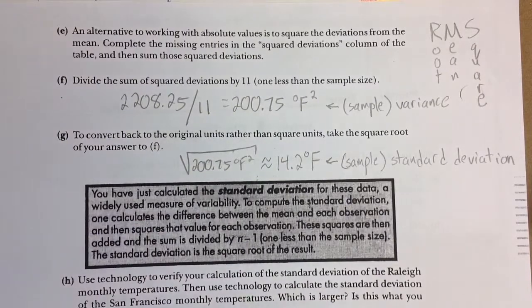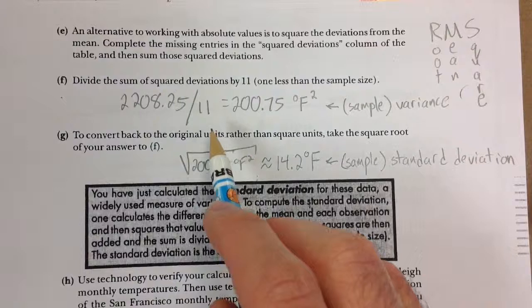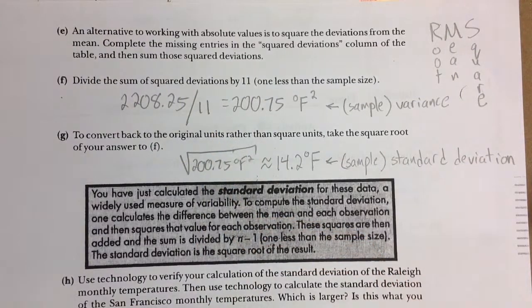Yes. The mean absolute deviation is divided by 12, in this case, while the standard deviation is divided by 11. That is a factor. However, I don't think that is the larger factor. What do you think is the bigger reason why standard deviation is larger than mean absolute deviation? Think about how it's calculated.